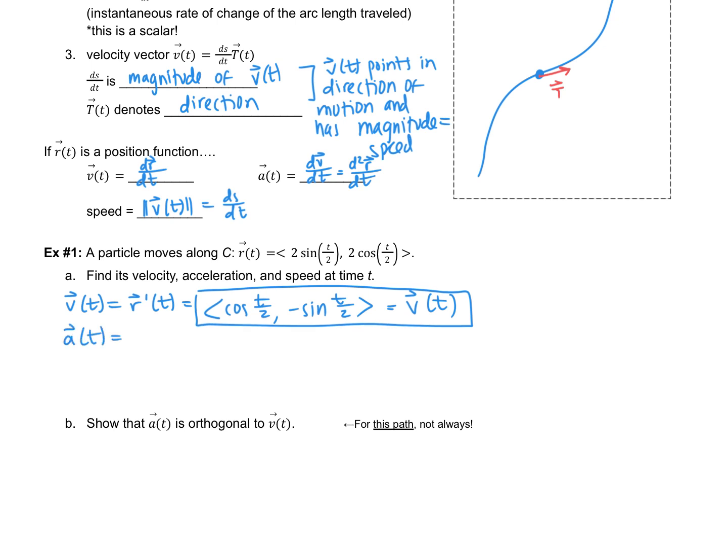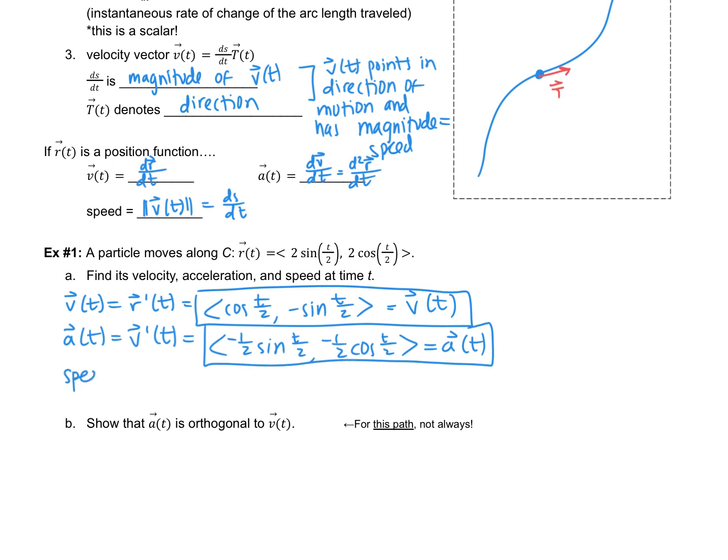Acceleration is the derivative of velocity, which is going to give us negative 1/2 sine of t over 2 and negative 1/2 cosine of t over 2. So that's acceleration. And then speed is the magnitude of velocity, which maybe you need to set up, or maybe you can see from this velocity vector valued function that we came up with that the speed is just 1.